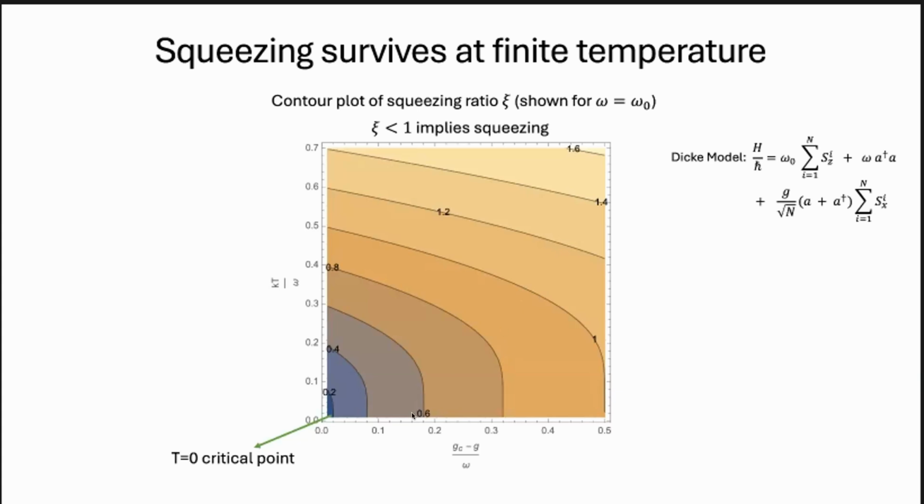So there's some squeezing. Of course, it gets better as one is closer to the critical point and to 0 temperature. But it's nice that it survives up to a temperature on the order of omega. The squeezing is also there even if you move away from the critical point a little bit. So that was kind of nice to see its robustness.